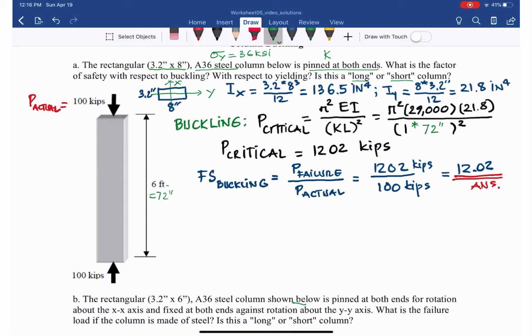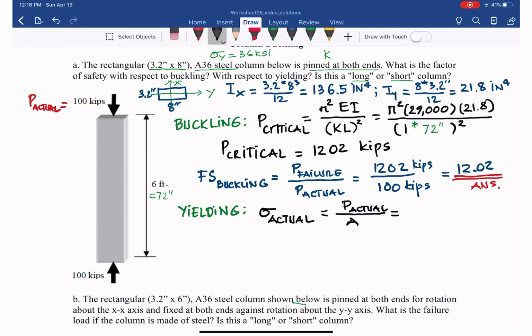Now, if we have to consider the yielding or crushing in that scenario, just like the example we have, we want to have the sigma actual. If you recall, the sigma actual determines the stress on that member. Sigma actual is equal to P actual, the actual load applied on that member, divided by the area of that member.